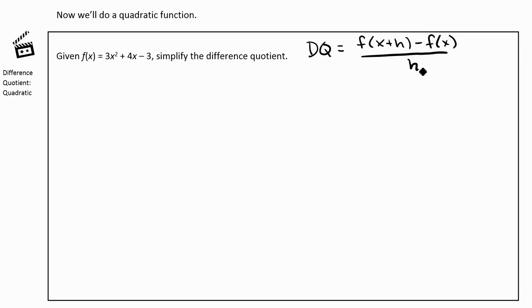Okay, so for this function, we have f of x equals 3x squared plus 4x minus 3. So we want to start by writing the difference quotient. The first part of it is f of x plus h. And what that means is we're going to take our function, and anywhere there's an x, put in x plus h in parentheses.